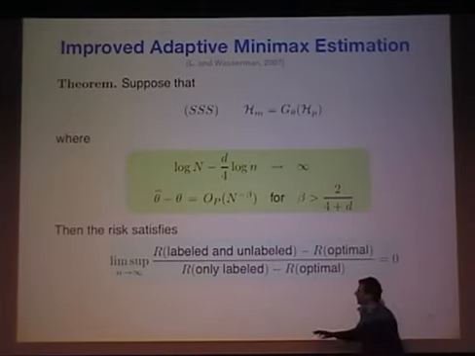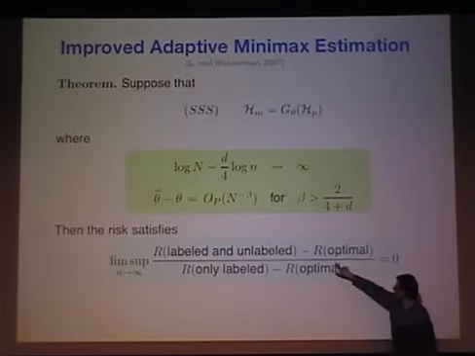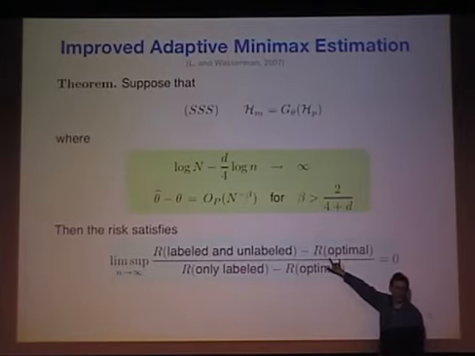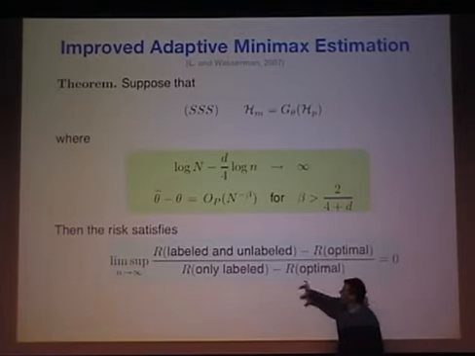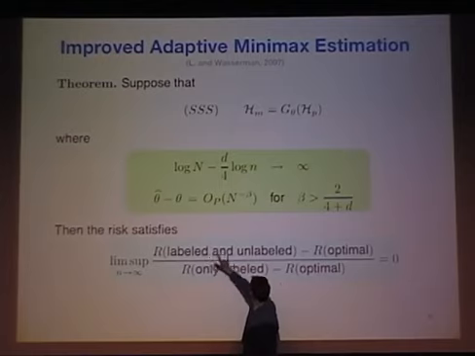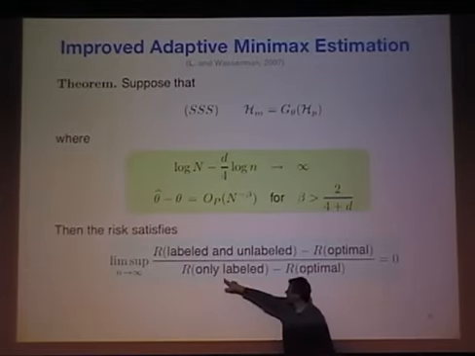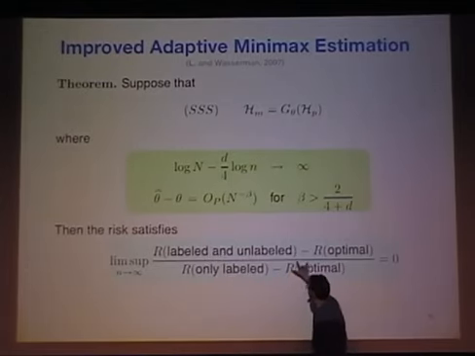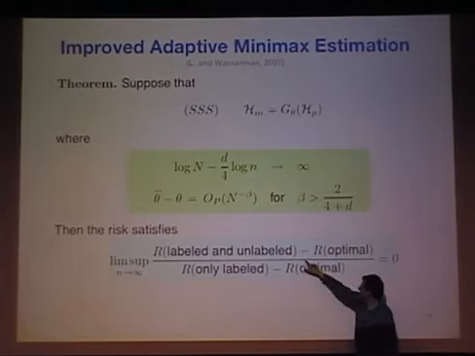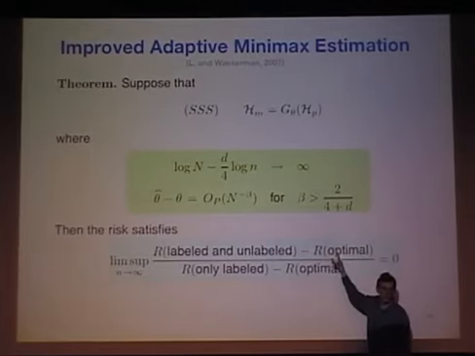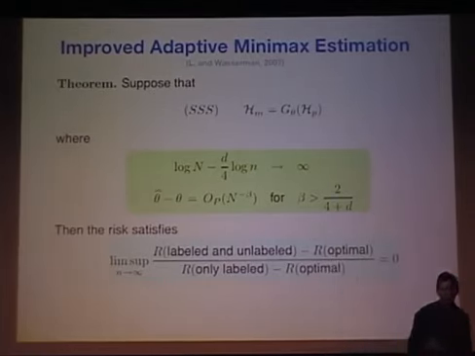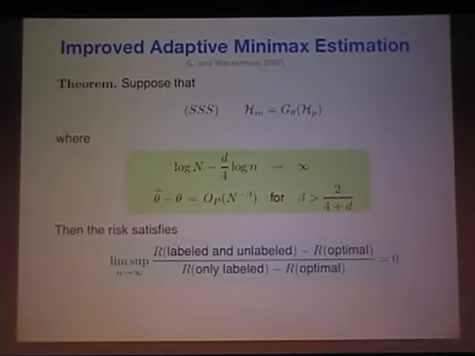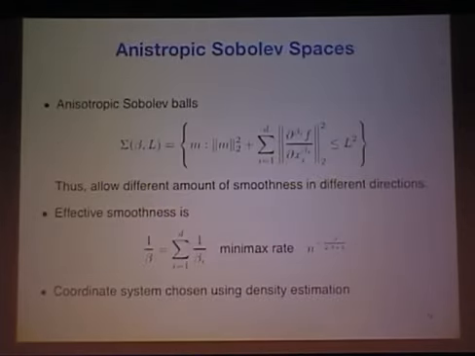If I look at this kind of oracle inequality, this is the optimal risk, and this is the risk using the labeled and unlabeled data versus using only the labeled data. So the difference to the oracle goes to 0. In this setting, we can show that the unlabeled data help, and it makes precise the conditions under which they help. So that's the second result.